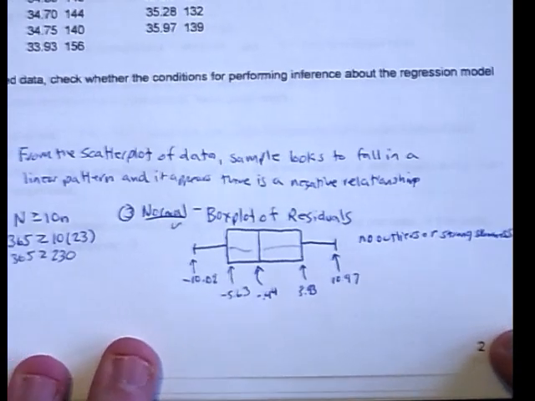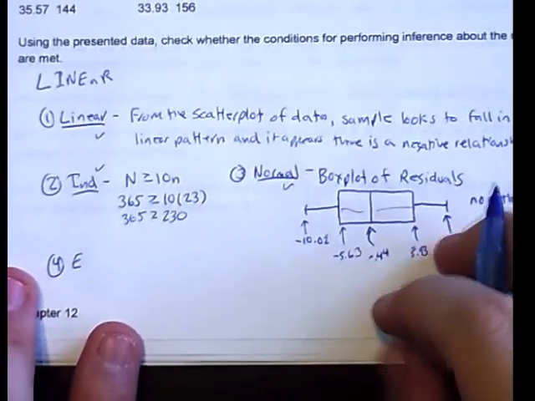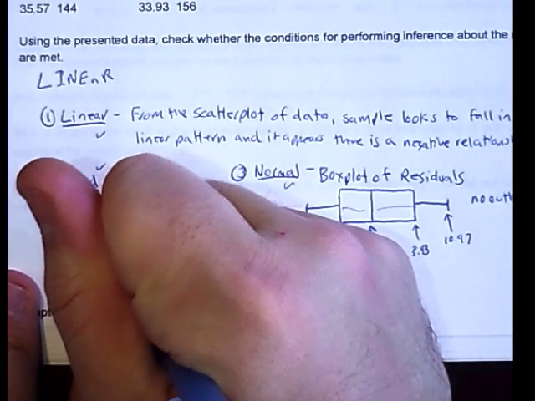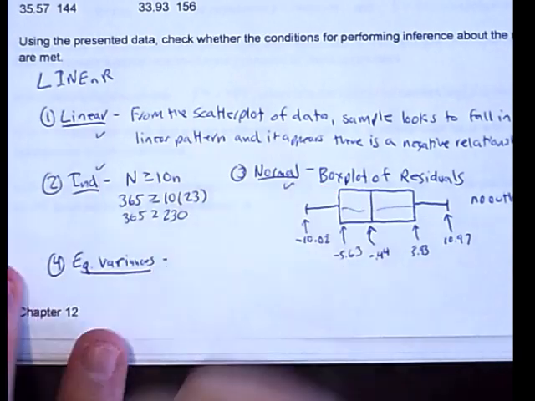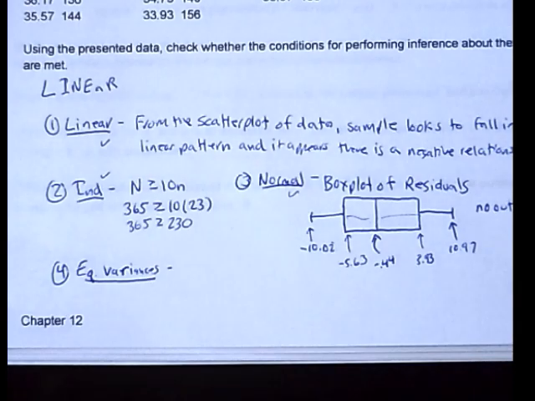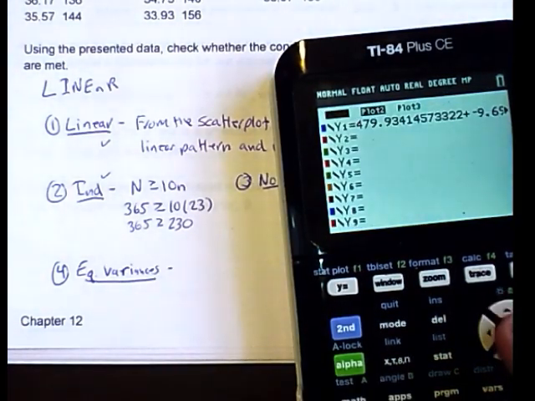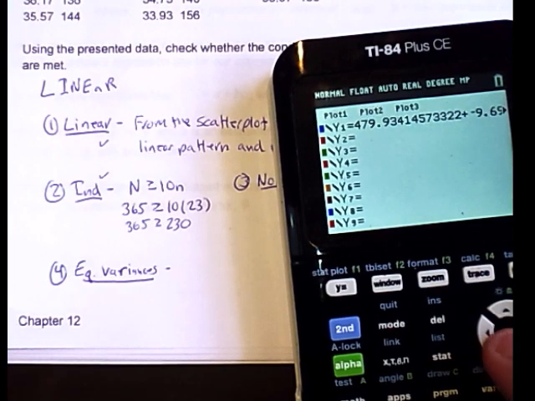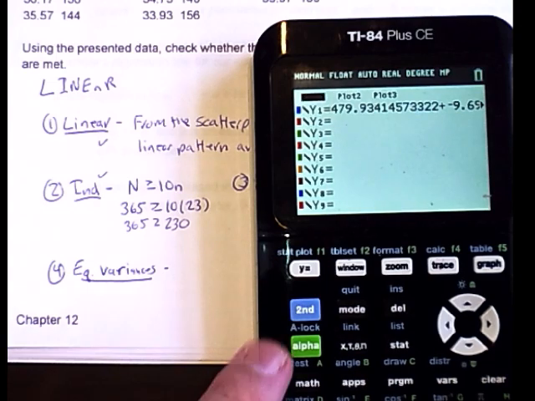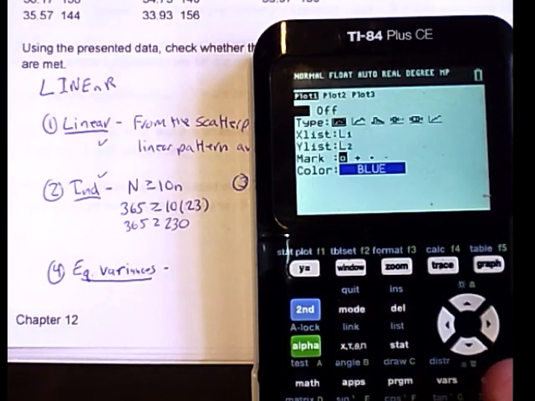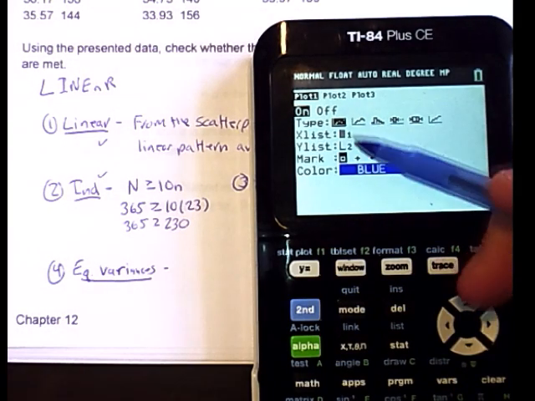Let's see, what else are we going to do? All right, now we have to do equal variance. Okay, this one's a little bit harder to check for. Here's how we're going to do this one. Go ahead and turn plot 2 off. Now we're going to have to make a residual plot. So I'm going to turn plot 1 back on. Okay, but it's got to be a scatter plot. But now we're going to do L1 against the residuals.